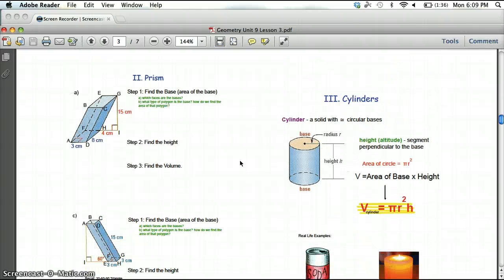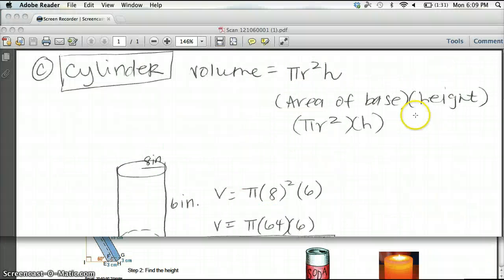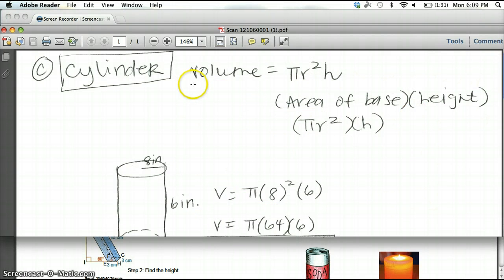Our cylinder, the volume is also the area of the base times height. Now, look at a cylinder. The base of a cylinder is our circle, and the area of a circle is pi r squared. So our volume is pi r squared times height. So let's go ahead and look at an example. The volume of a cylinder is the area of the base times the height. The area of the base of a cylinder is a circle, so it's pi r squared times height.